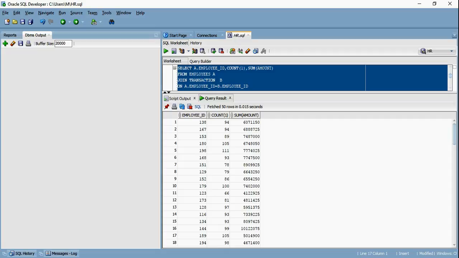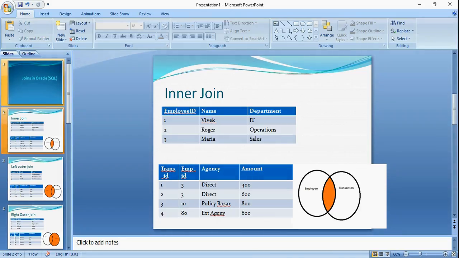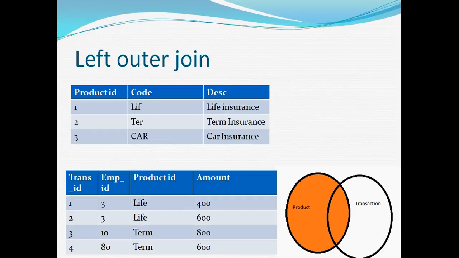Let's move on to the second join, which is the left outer join, or sometimes it's also called the left join. So let's understand what that is. We are going to understand the example of left join with the product table and the transaction table. An insurance organization is selling three types of products: life insurance, term insurance, and car insurance. Now they have just introduced car insurance, or for some reason their car insurance is not being sold. So our transaction table, if you see, has only two products, life and term insurance.